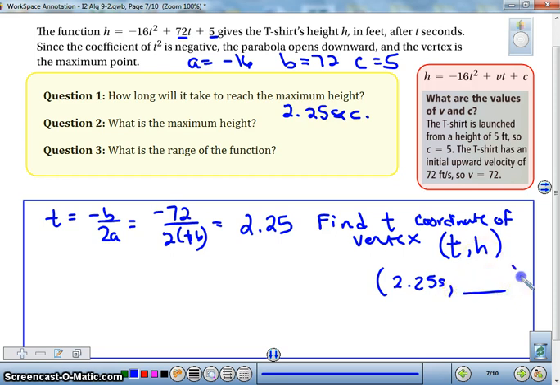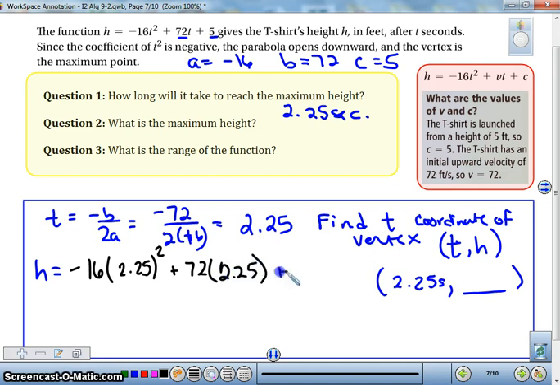Now, if we're looking at our vertex, we have the 2.25, that's our seconds, and we need to now find our height. How do we find height? We're going to go back to our original equation, h equals negative 16, and then I am going to put in t, 2.25, I'm going to square it, plus 72 times 2.25 plus 5. I'm just going to this original equation and plugging my t value in. And if I put that in my calculator, I should get h equals 86.